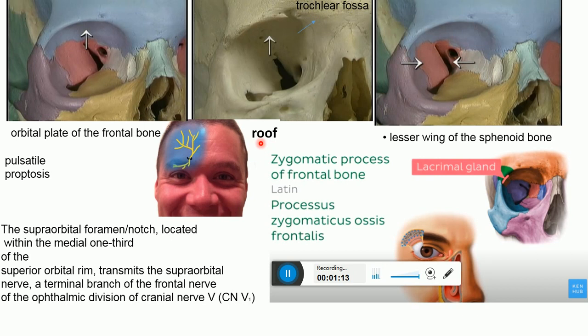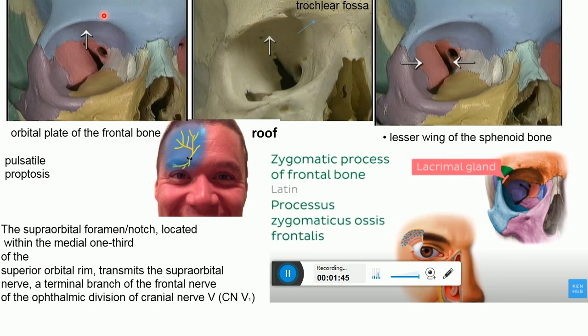First of all, the roof. The roof consists of two bones. One is the lesser wing of sphenoid. This is the lesser wing of sphenoid. The other is the orbital plate of the frontal bone. This is the orbital plate of the frontal bone. The roof is located subjacent to the anterior cranial fossa. This is the anterior cranial fossa and the frontal sinus.